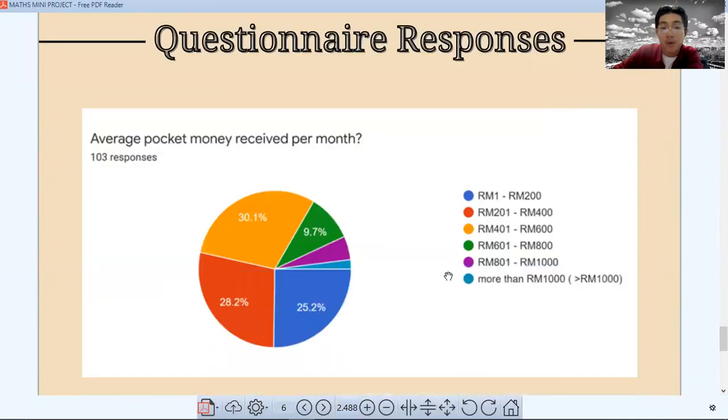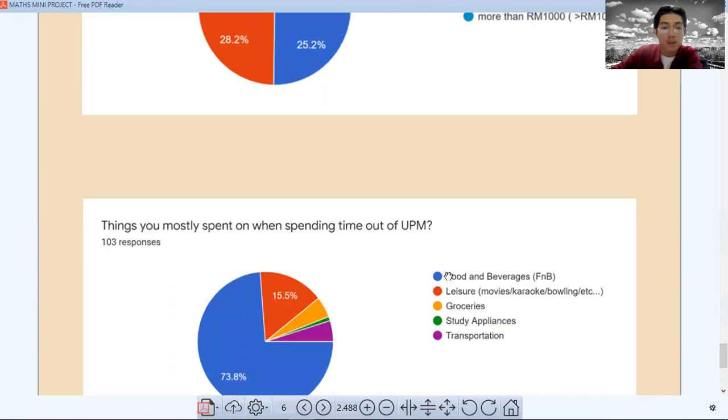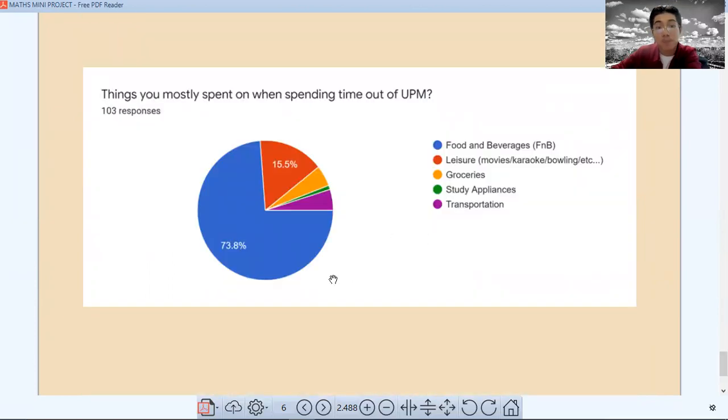And then the average pocket money received per month. The data is very spread out, but 30.1%, which is the majority, received around 401 to 600 ringgit per month, with the least getting more than 1,000 ringgit per month. And then the things that the students would mostly spend on when they're outside of the campus. A majority, which is 73.8%, would spend on F&B, which is food and beverages, and the least amount of respondents would spend on study appliances.